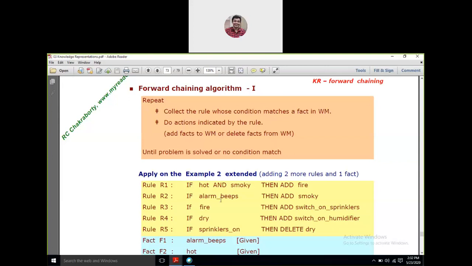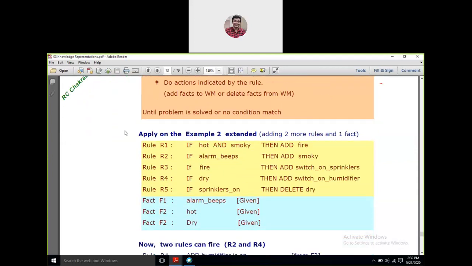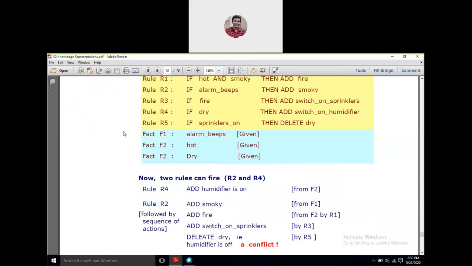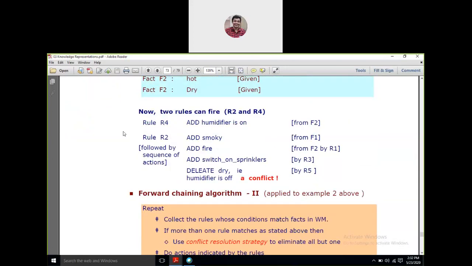I'm a little forgetting whether I've gone through this part or not. This forward chaining, this example. Just see, have I gone through this example? The conflict and all. Just a moment. Hold on. Okay, done. Fine. Just hold on for 2 minutes.